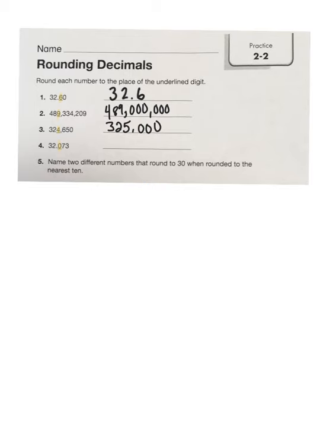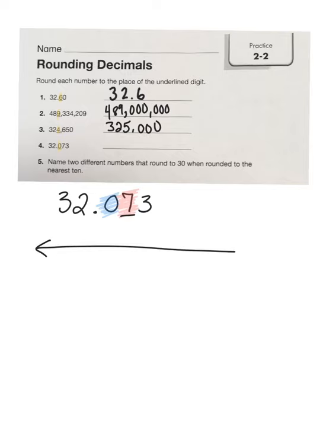Number 4. Now this one is not a whole number. I've got a decimal point here. 32 and 73 thousandths. I have a 0 in my thousandths place, I have a 0 in my tenths place, and I have a 7 in my hundredths place. So I need to use the digit in my hundredths place to help me round.